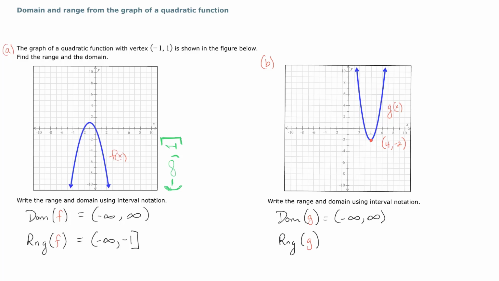But what is its range? Well, the range starts with that minimum value, so bracket -2, and goes up to infinity. And the infinity is a symbol that looks like an 8, but sideways. If you need to, you could always label it off to the side like this, 90 degrees rotated to your left.